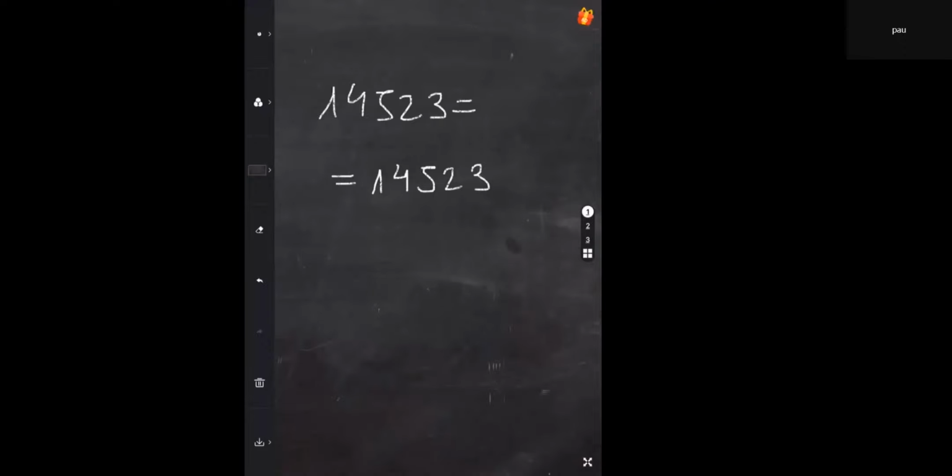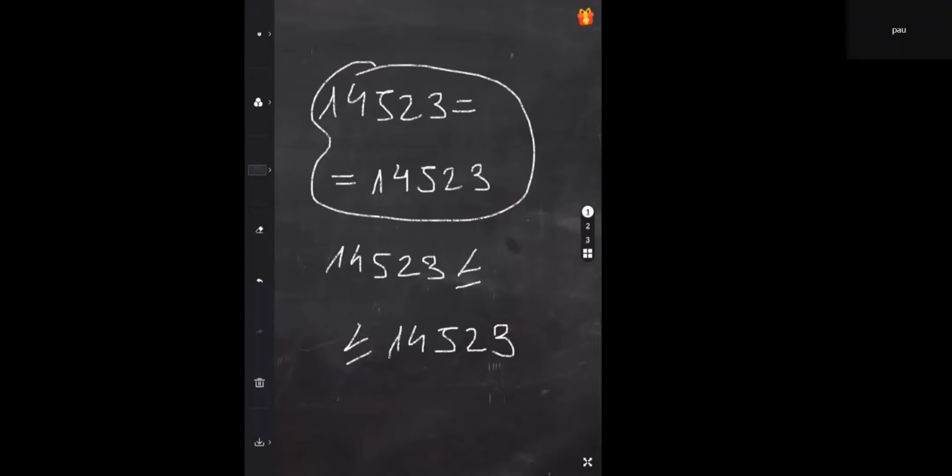Now, the statement, well, again, 14,523 is larger or less than, again, 14,523 is true, but not very efficient. Now, this statement here is much more precise.